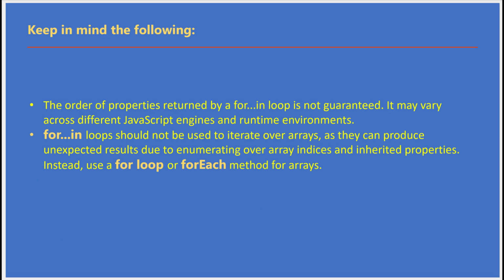It's important to note a few things about the for-in loop. First, the order in which properties return is not guaranteed. It can vary across different JavaScript engines and runtime environments. Second, while you can use for-in loops to iterate over arrays, it can produce unexpected results. This is due to the enumeration over array indices and inherited properties. So when dealing with arrays, it's safer to stick with a for loop or the forEach method.